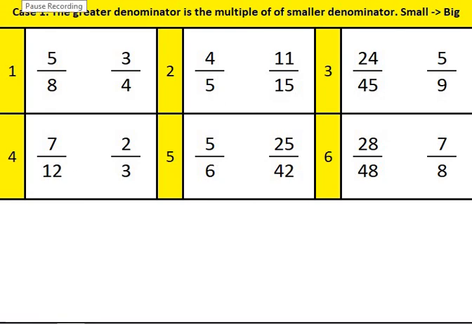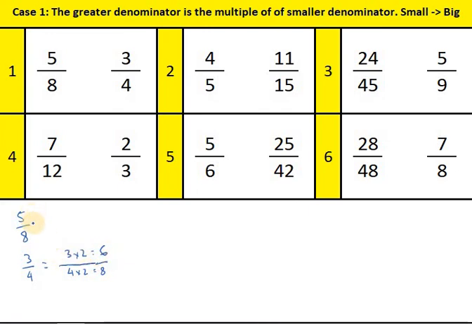For this one, you can see we have 5 out of 8, which is compared with 3 out of 4. As we know, 8 is a multiple of 4, so we just need to change this 4 to become 8. First, we copy the fraction, and this denominator will become 8. So we need to multiply by 2. The numerator also needs to be multiplied by 2, and then you will have 6 out of 8.